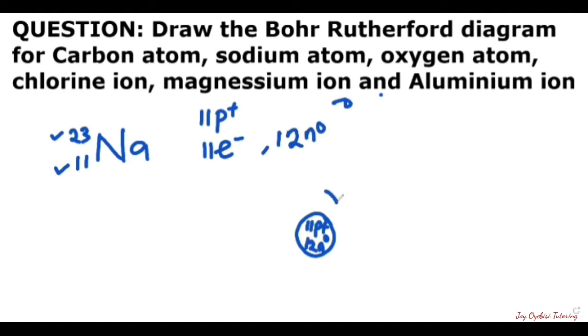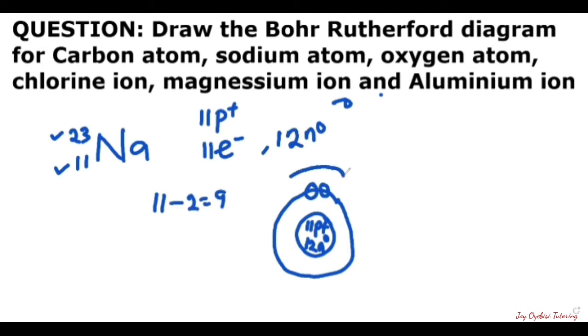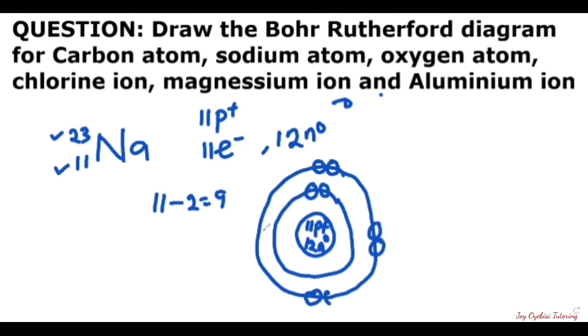Then the next is our first shell. Your first shell will start with 2. Now we have 11 protons, 11 electrons. 11 minus 2 will give me 9. So it means that I have to put another shell. Now fill in 8. The maximum that can be in the shells aside from the first shell will be 8. So I'll have to put 8 here, pairing the electrons like this. Okay, so I have 8.